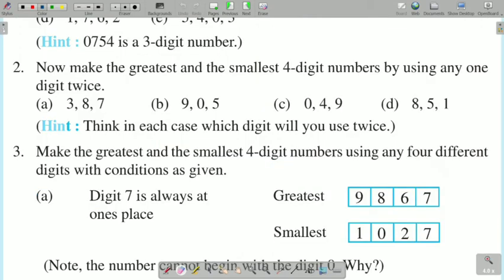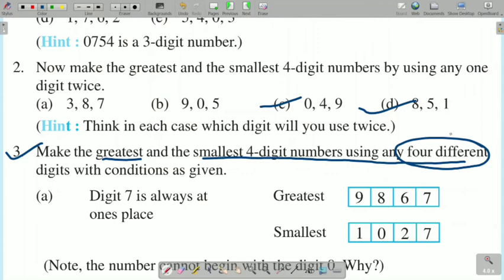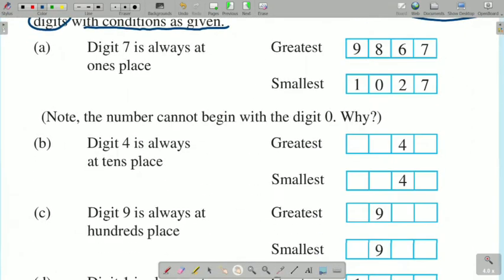Now come to the next, C and D. So it is for your practice. Do it. Now come to question number 3. Make the greatest and the smallest 4-digit number using any 4 different digits with conditions as given. Means we can't use any digit 2 times. So let's see how.